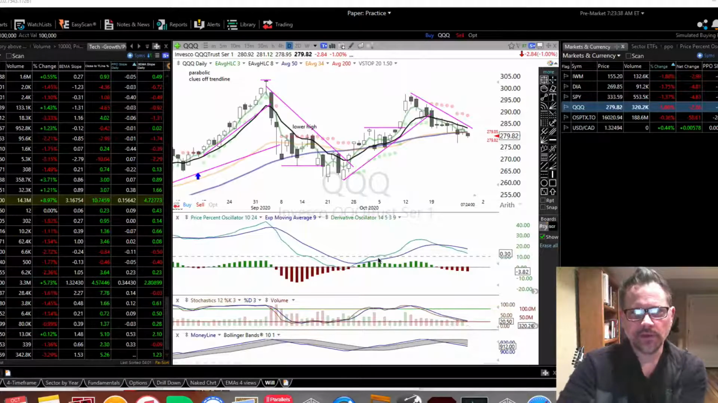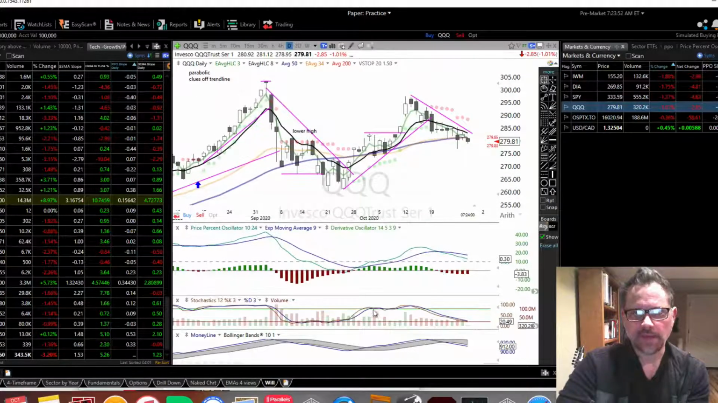And down here we've got some indicators. This is like a MACD, which is a momentum. So when this crashes up here, it's like an up momentum for a period of time. Stochastics as well, and this is called money line. It just kind of shows a trend when it's a Bollinger Band. So when it's above the Bollinger Band, you generally have an uptrend.